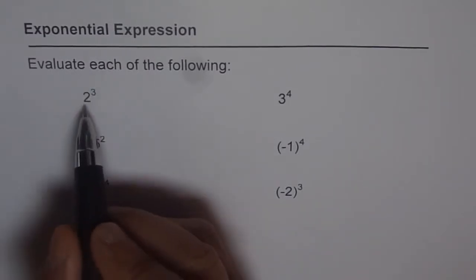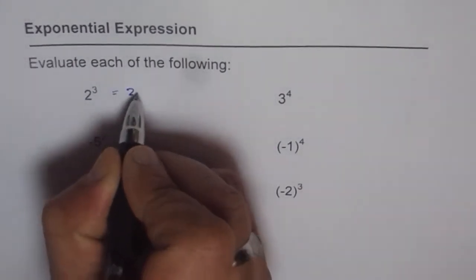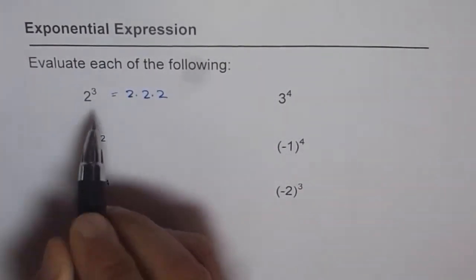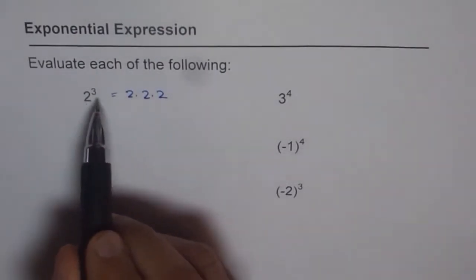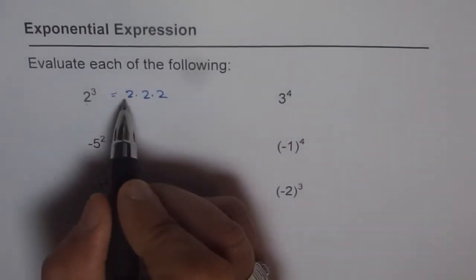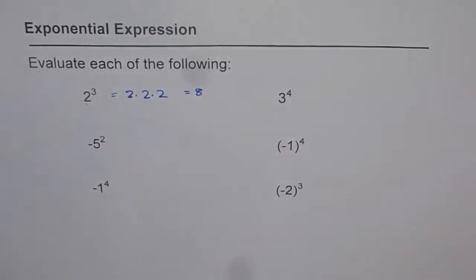So when we say 2 to the power of 3, it is a short way of writing 2 times 2 times 2, right? So that means the base 2 is being multiplied by itself thrice, right? 2 times 2 is 4 and 4 times 2 is 8, and you get your answer as 8, right?